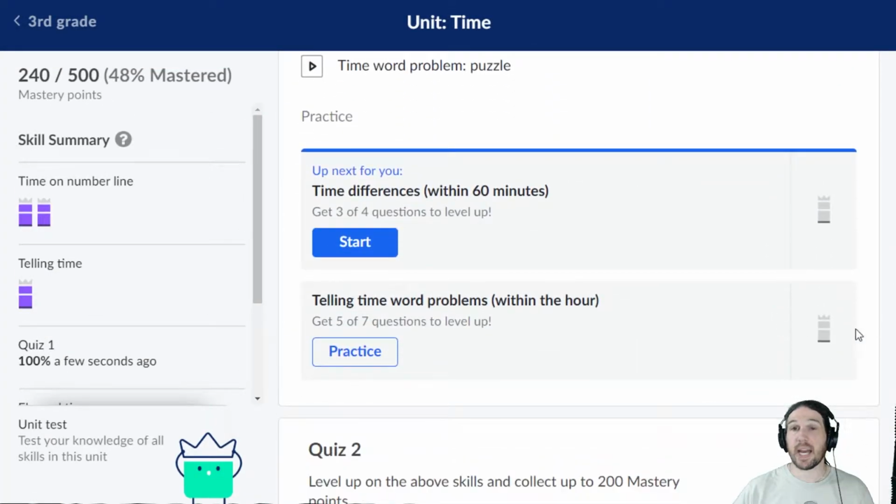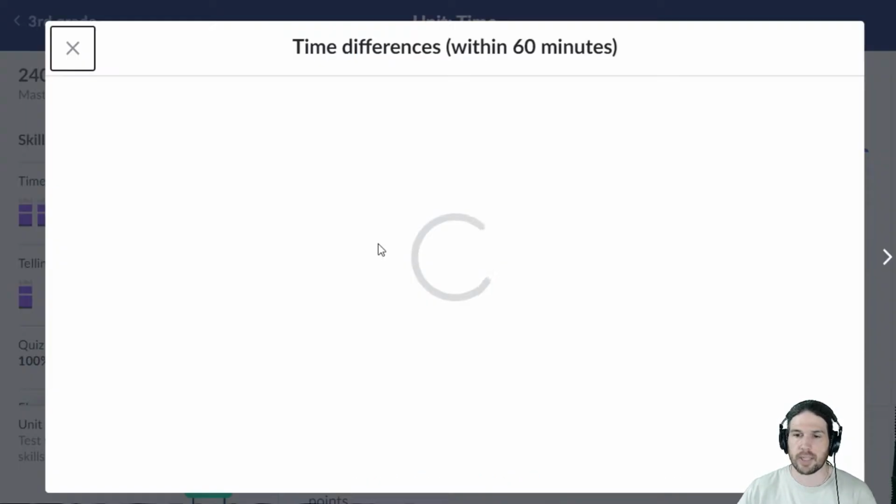Elapsed time, time differences. Now, I'm feeling confident right now, even though it's getting late and I'm feeling tired. I'm feeling confident with this because it is within 60 minutes. It is a lot easier to add and subtract within time differences when you are staying within the hour. It's a lot more difficult when you start going between hours, and that is a later video, probably when we start working on 4th grade.